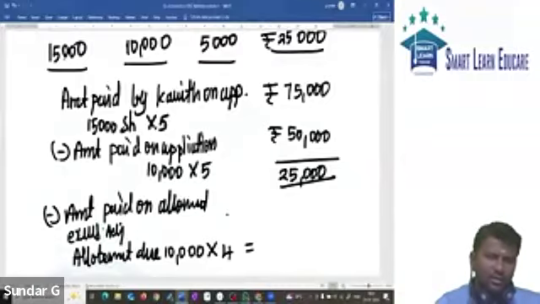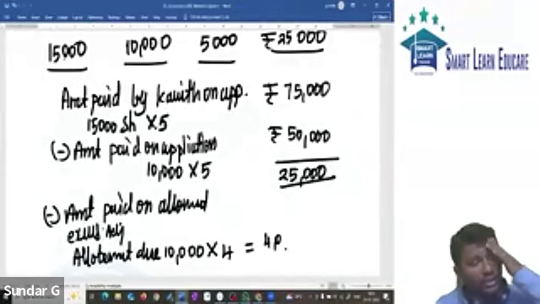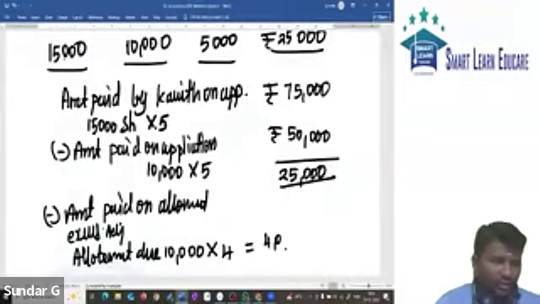Correct? Allotment it is 4 rupees per share. So 10,000 into 4 will give you 40,000 he is supposed to pay. But out of 40,000, how much is already paid?